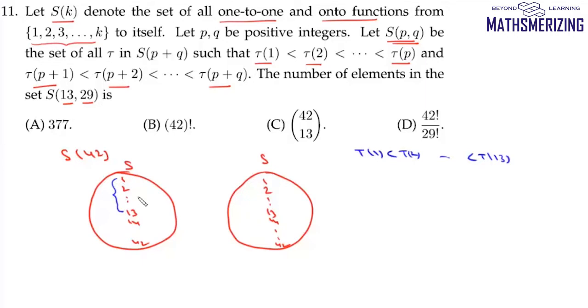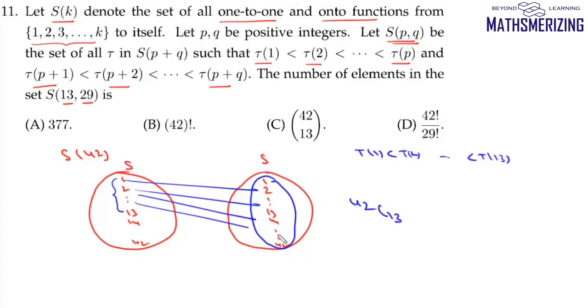So what we'll actually do is, out of these 42 elements, we have to select any 13 elements, and it can be done in 42C13 ways. Now once we have selected these 13 elements, then there is only one way with which we can map them in ascending order. For the remaining 29 elements, again we have to arrange them in ascending order, which again is only one way. So the total number of elements in this set will be 42C13, and that's your option C.